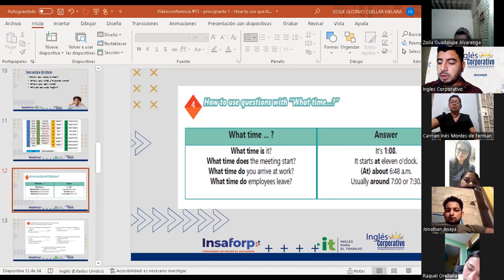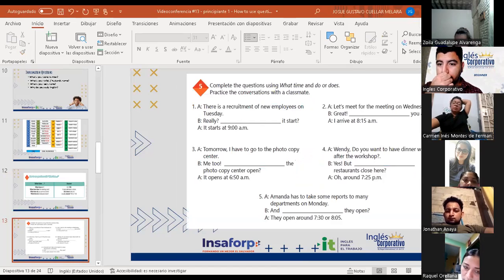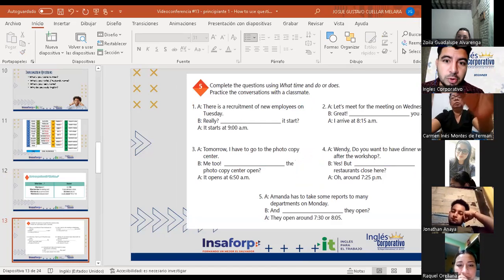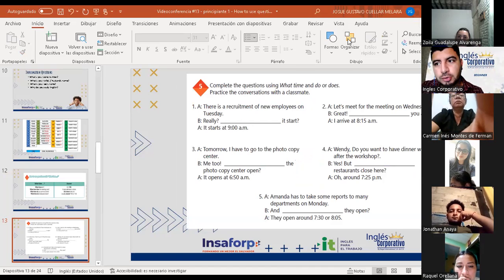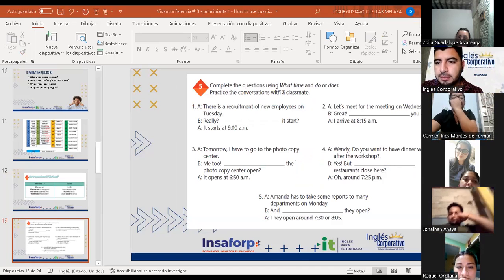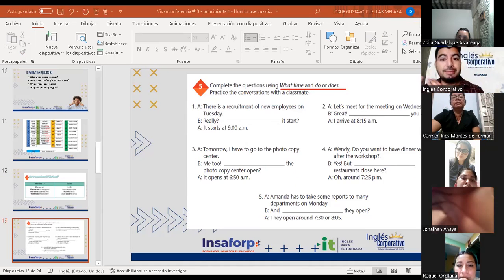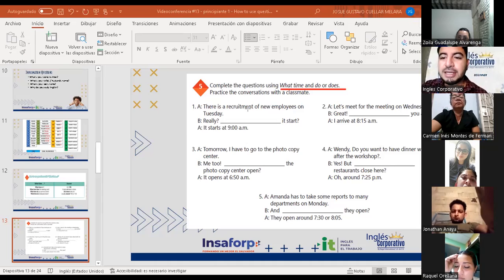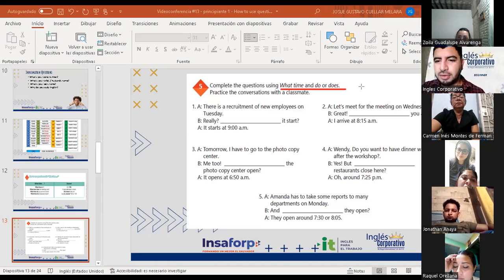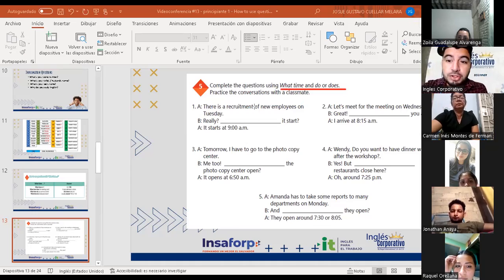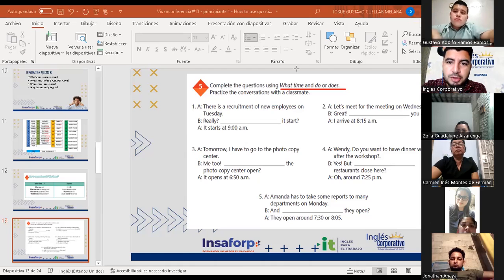Good. We continue. Okay, complete the questions. What time do or does? Aquí está la clave, do or does. I'm going to underline. What time do or what time does? There is a practice the conversation. Bueno, vamos a practicar eso. Bien, volunteers. Solo hay dos opciones, what time do, or what time does.